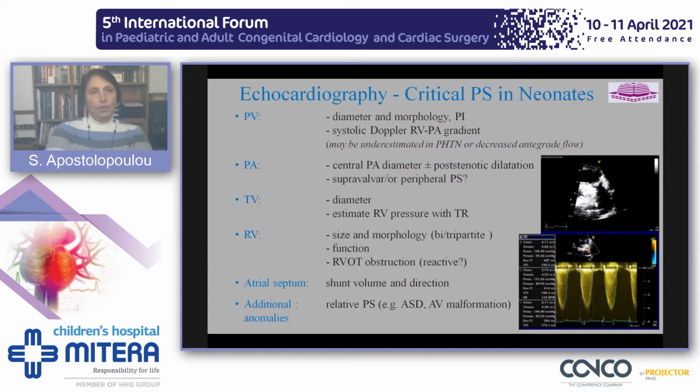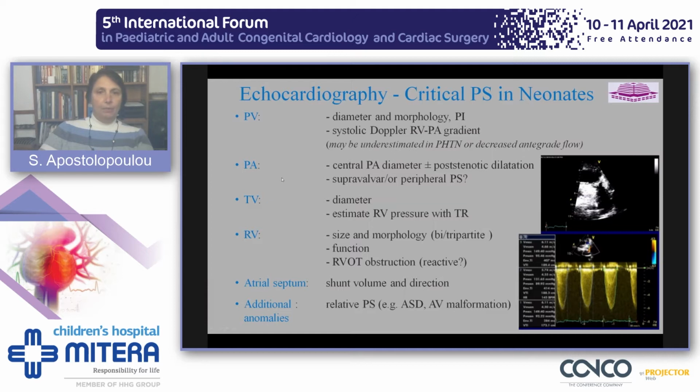Now, obviously, the cornerstone of our diagnosis is echocardiography. And what do we check in echocardiography? The pulmonary valve itself, its diameter and morphology, whether there's PI. And we measure systolic Doppler RV to PA gradient. We have to bear in mind that it may be underestimated, both in the presence of pulmonary hypertension, which is usually there because of the open duct, or with decreased antegrade flow if it's a very severely stenotic valve.